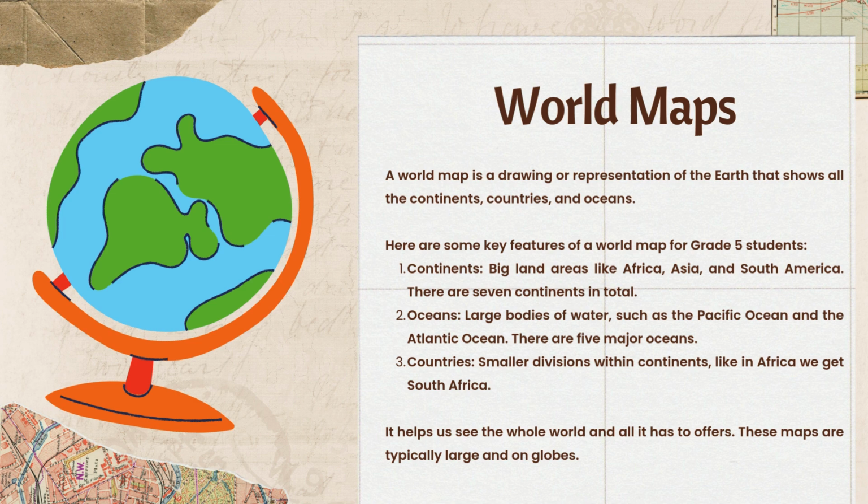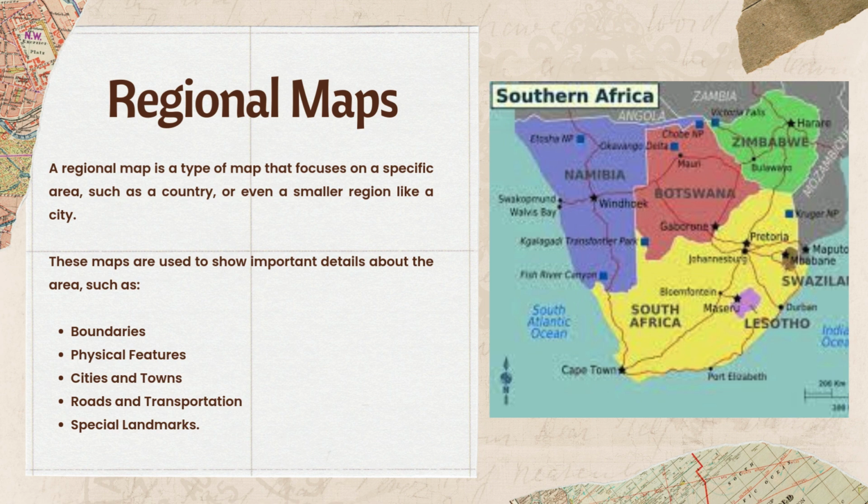A map of the world is drawn as a representation of the Earth that shows us all the continents, countries, and oceans. Here are some of the key features of a world map for grade 5s. Continent maps. Big land areas like Africa, Asia, South America. There are 7 continents in total. Then we have our oceans, the large bodies of water such as Pacific, Atlantic, and there are others, which are part of the 5. Then we move on to countries, smaller divisions within continents. Like in Africa, we get South Africa. It helps us to see the whole world and all it has to offer. These maps are typically large and on a globe.